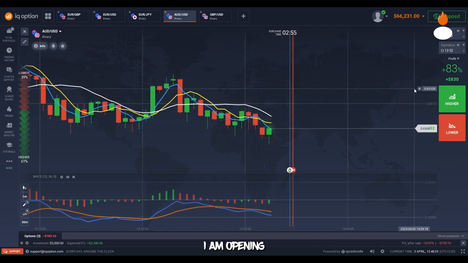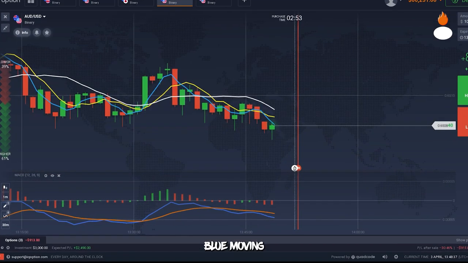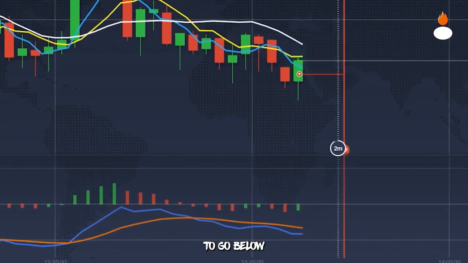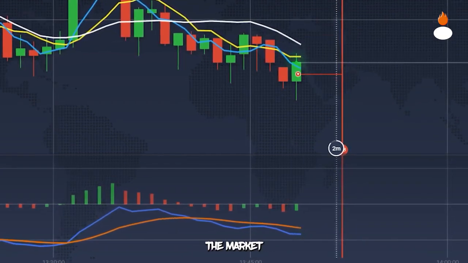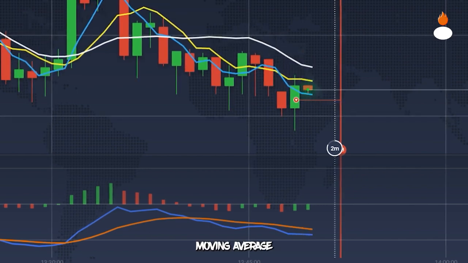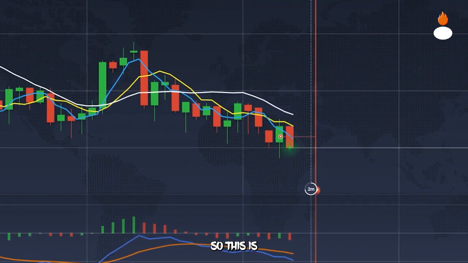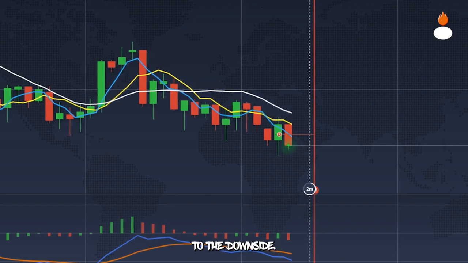Here, look, I am opening a trade to the downside because the blue moving average line crossed the yellow moving average line and started to go below the yellow line. Also, the market is moving under the white moving average line, and also MACD is giving us a bearish signal. So, this is a very good time to open a trade to the downside.